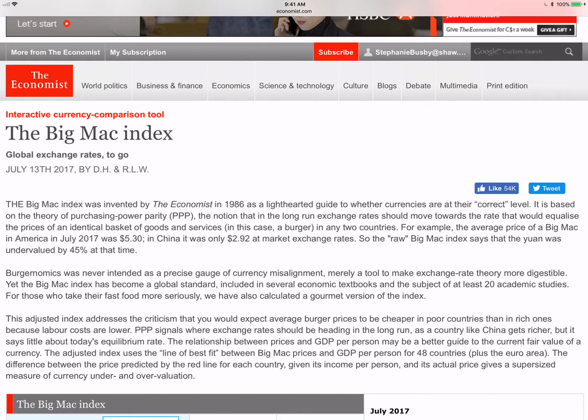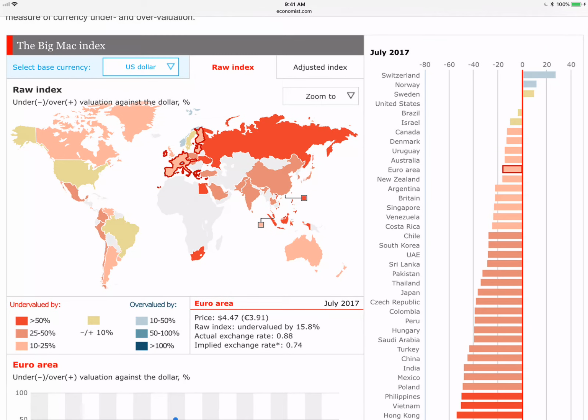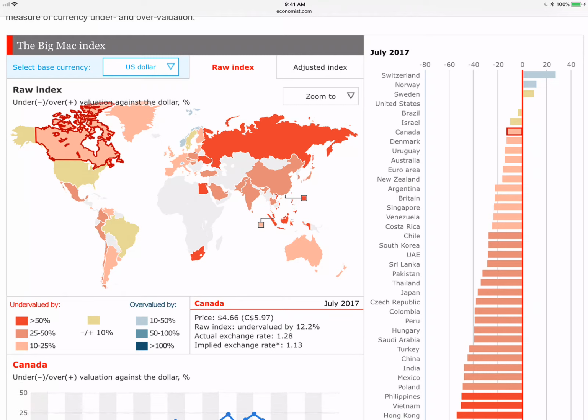So the Big Mac Index is posted by The Economist. And when we look at the Big Mac Index on The Economist website, you'll see, for example, here it shows Canada. And in Canada, it costs $5.97 for a Big Mac. This is compared to the $5.30 US for a Big Mac. So $5.97 Canadian dollars versus $5.30 US dollars. So we can compare the price of the Big Mac in the two countries to figure out what the exchange rate should be and compare it to what the exchange rate actually is.